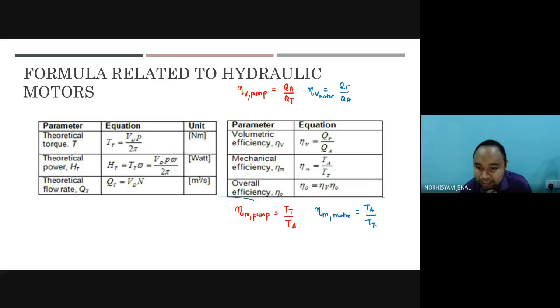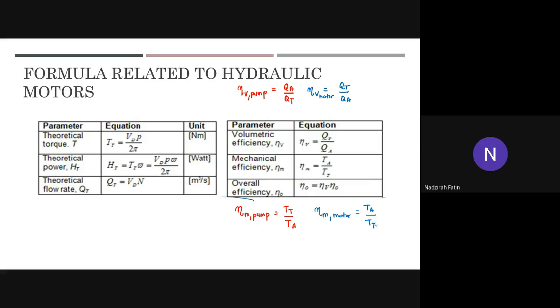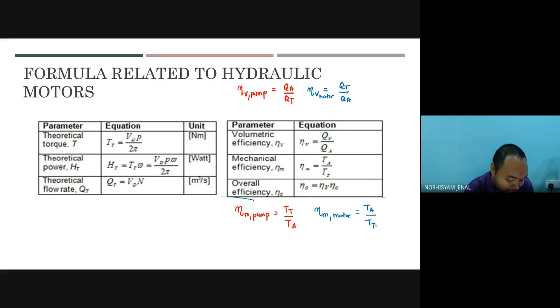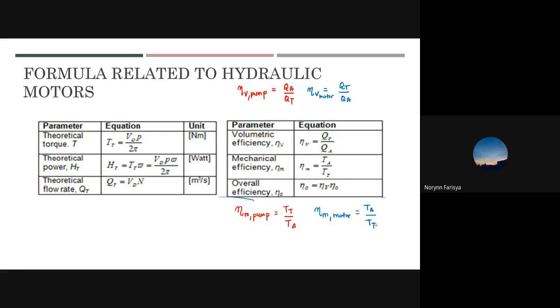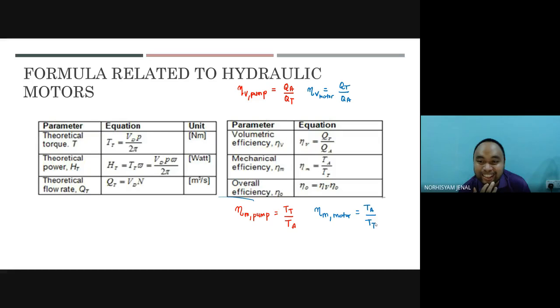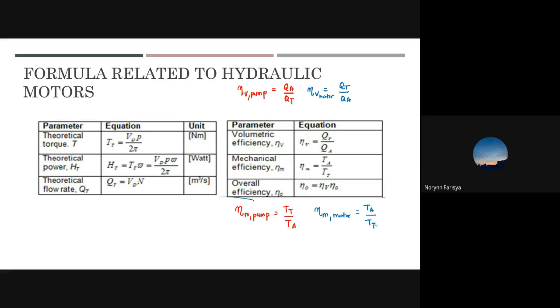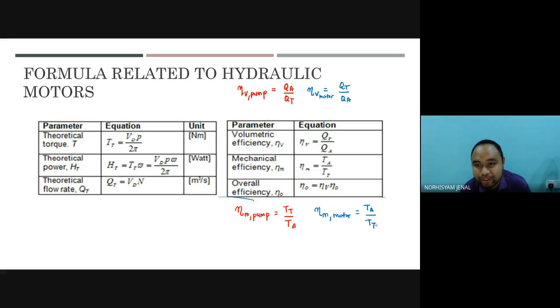Kenapa dia berbeza agaknya? Tak tahu rasa. Tak tahulah. Okay, for mechanical seorang lagi kita try. Nurin Farisha ada? Ya, saya sir. Kenapa dia different? Ni penting. You guys learn about dynamics, different pump dengan motor. Saya ambil satu je, mechanical efficiency. Kenapa dia berbeza? Kenapa dia terbalik?